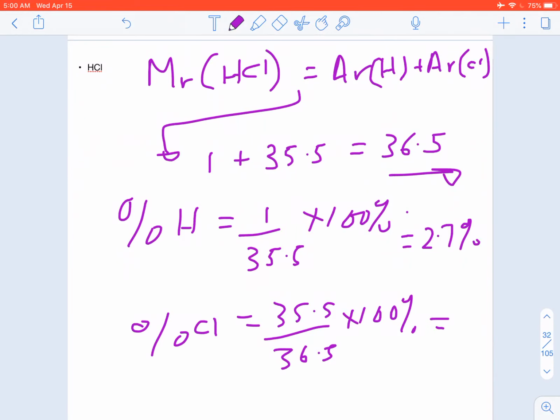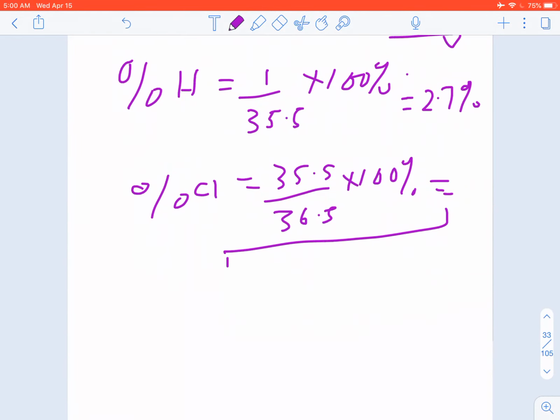So the percentage of Cl is equal to 97.3%. Let me just see this here. So this is actually 36.5. Right, so there's the composition of our hydrochloric acid.